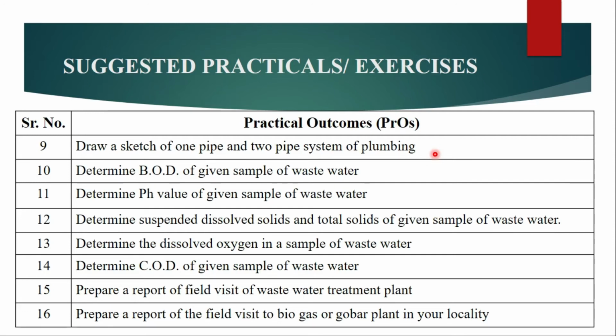In this, you have to draw the sketches of one pipe and two pipe system, and also you have to compare both systems, that is one pipe and two pipe system, and you can easily differentiate both the systems. So next practical is determine the BOD of given sample of wastewater. BOD is very important in wastewater treatment process, and hence it is necessary to study the BOD of wastewater.